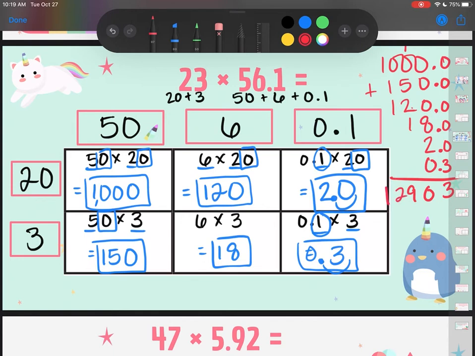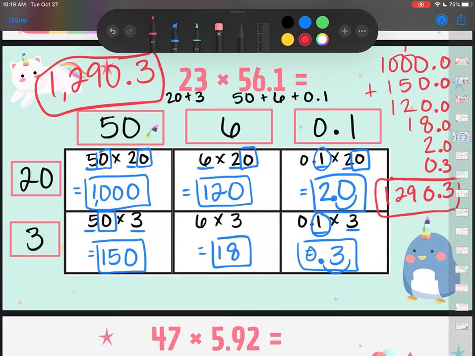Well, 0 plus 1 plus 1 is 2. Plus our final one is 1. Make sure our decimals are in a line. Add my answer decimal, and I end up with 1,290.3. So we're out of room over here, so I'll just write over here. 1,290 and 3/10 is my final answer.